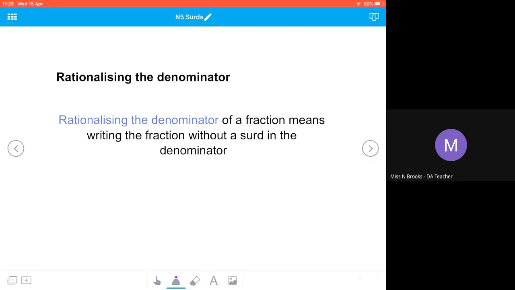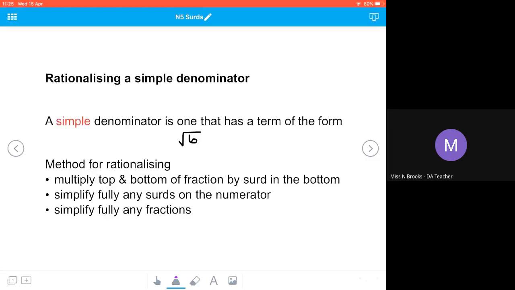The final part of the National 5 Maths Surds topic is rationalising the denominator. Rationalising the denominator of a fraction means writing the fraction without a surd in the denominator. A simple denominator is one that has a term of the form something like root 6. It could be root 2, root 5, but any simple surd.